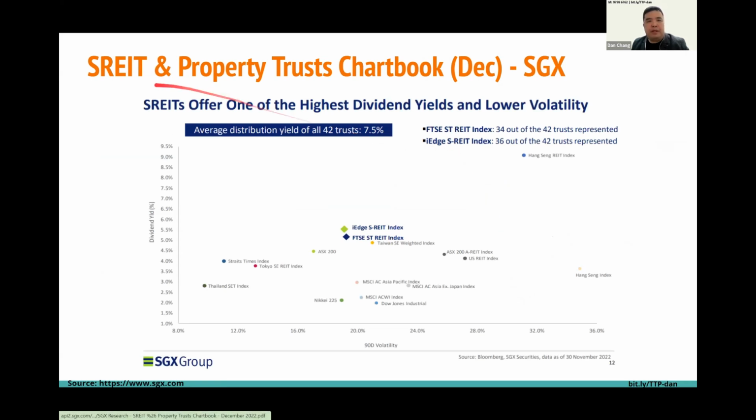Okay, same, taken from the same source. Okay, S-REIT and Property Trust chart book. You can see that this IH S-REIT ranks among the highest dividend yield. Okay, and the volatility is actually less than that of ASX, the Australia one, the US one, and probably the Hang Seng one also. Okay, and the Tokyo one is actually here.